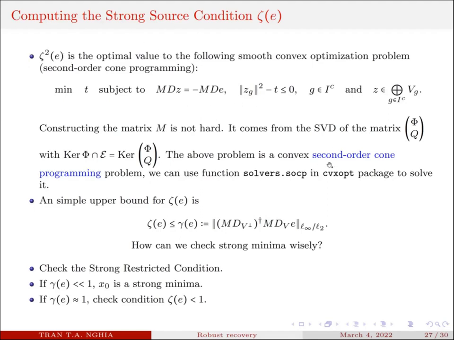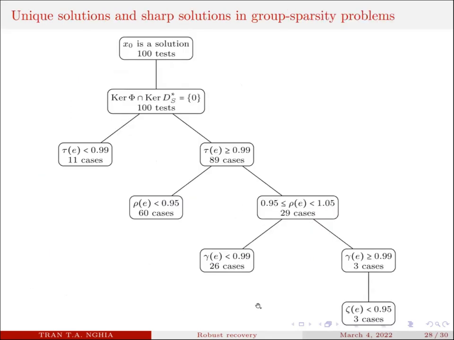Okay, and after this, we also try to establish how to compute the strong source condition. We do it the same way. We use second order cone to solve it. We also have an upper bound for zeta E, that is gamma E, and usually we check gamma E right here. Computing gamma E is much easier than finding zeta E. If gamma E is much more than 1, then S0 is a strong minima. If it is close to 1, then we use zeta E to check it.